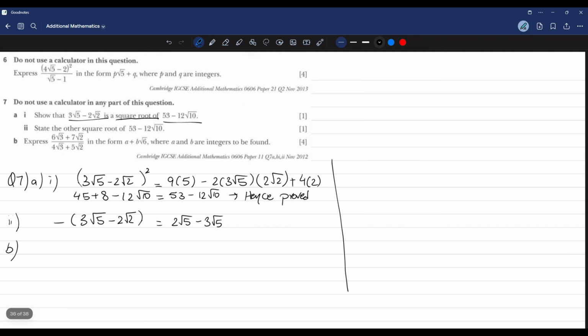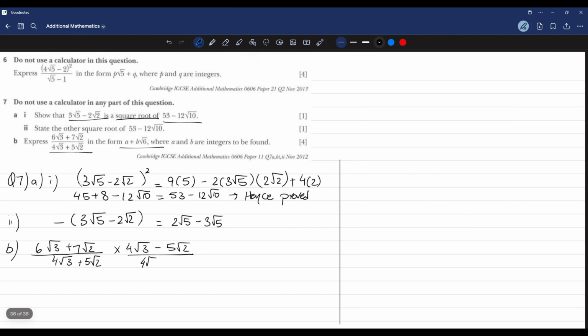For part B, what they've told us is 6 minus 6 under root 3 plus 7 under root 2, divided by 4 under root 3 plus 5 under root 2, should be written in this form. Now again, how can you simplify this? Just write down 6 under root 3 plus 7 under root 2 divided by 4 under root 3 plus 5 under root 2. Now again, we simplify the denominator by using the conjugate surds: 4 under root 3 minus 5 under root 2 divided by 4 under root 3 minus 5 under root 2.